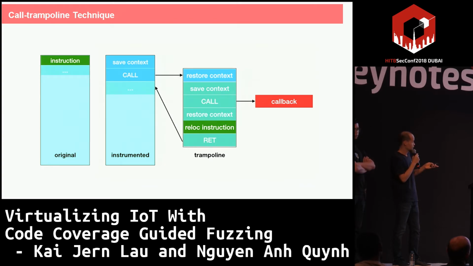So here we restore the context from the call. We save the context before we make the call to the callback, which is our instrumentation code. On return, we restore the context. We relocate the instruction, and we return from the call here. So we come here after the call. So the third type of detour injection is different because we do not use jump, we use call.